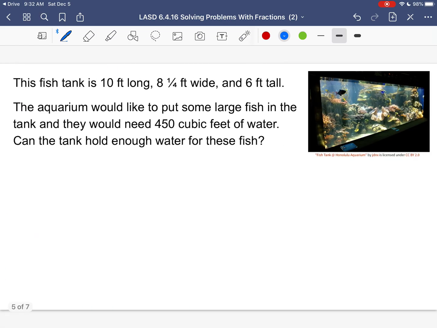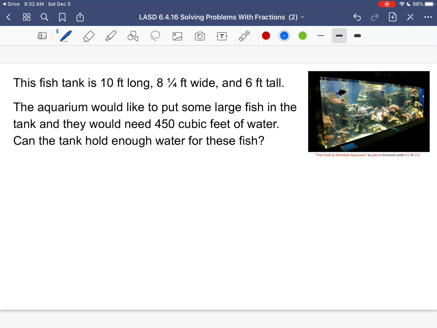So we have another example where we have a fish tank at an aquarium that's 10 feet long, 8 1/4 feet wide, and 6 feet tall. And they'd like to put some large fish in the tank that need 450 cubic feet of water. Is this tank big enough? Can it hold enough water for these fish?